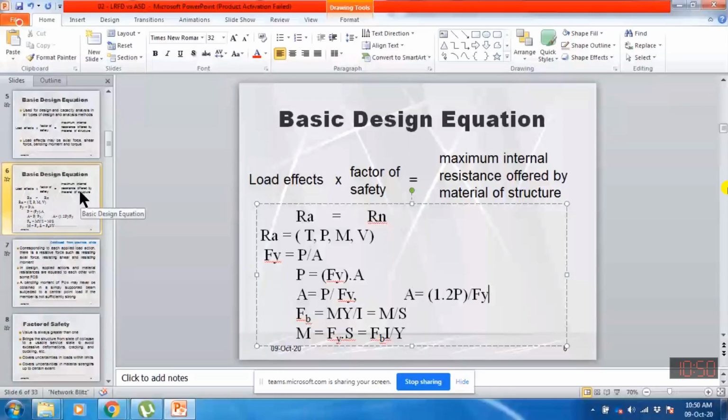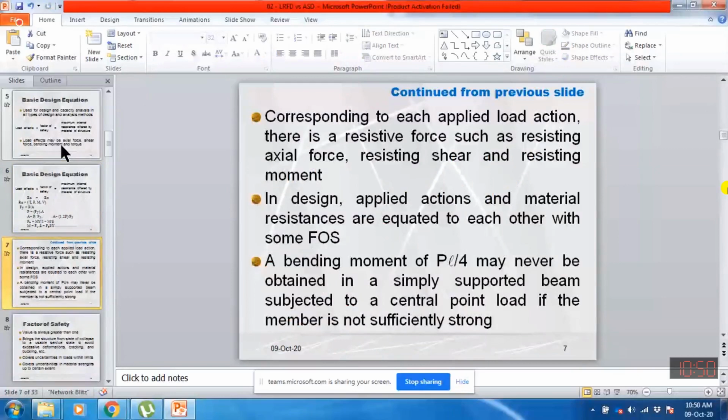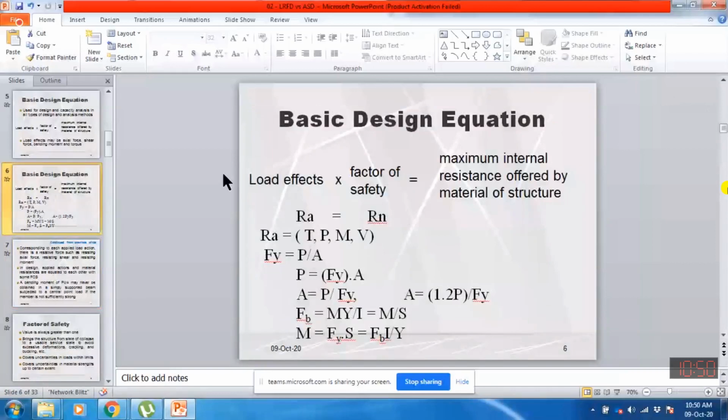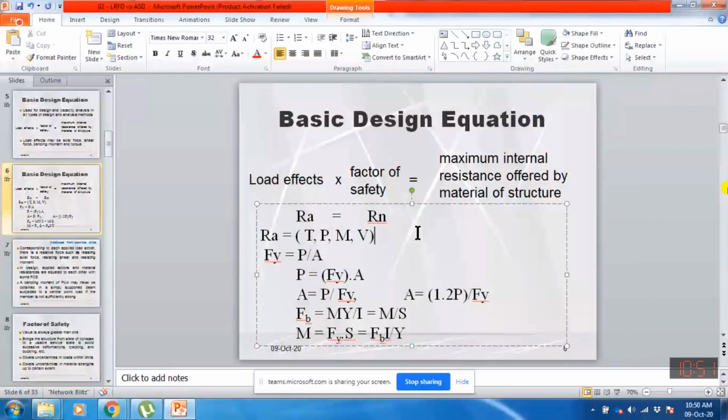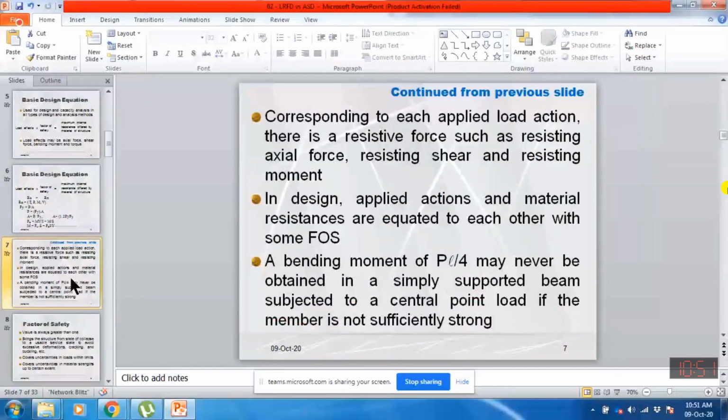So here, corresponding to each applied load action, there is a resistive force such as resisting axial force, resisting shear, and resisting movement. I have explained from here. RA could be the tensile force, compressive force, movement, or shear force, and the resistance will change accordingly. For example, if the applied load is shear, then I have to use the shear equation, tau is equal to VAY over IB. So in design, applied action and material resistance are equated to each other with some factor of safety.